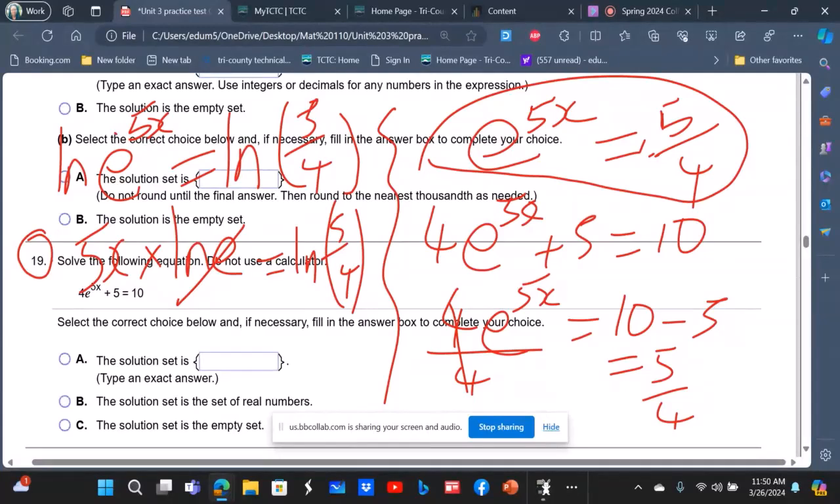So now I'm solving for x. So 5x is equal to whatever is on the right-hand side. So x is equal to natural log of 5 over 4 divided by 5. So I'll put that in my calculator.